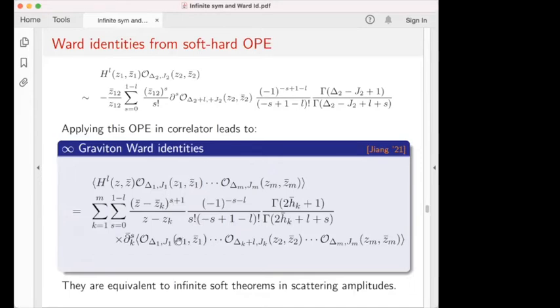This procedure is not exotic. For example, in the stress tensor Ward identity, we have the stress tensor and some primary operators. We just replace the stress tensor and the primary operators with the OPE, and then sum over all the primary operators. That is essentially the stress tensor Ward identity. My procedure here is exactly the same. Since l can take values from 1, 0 down to minus infinity, we have infinite graviton Ward identities. Equivalently, this means that on the scattering amplitude side, we have infinite soft theorems.